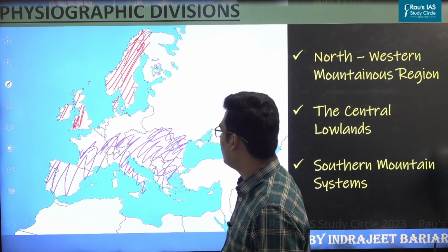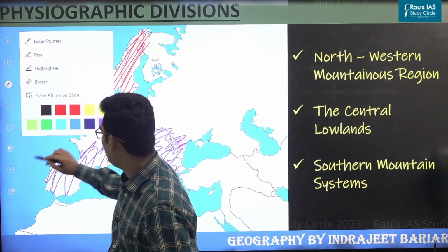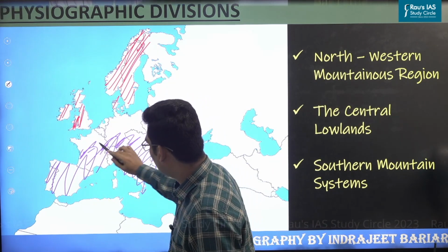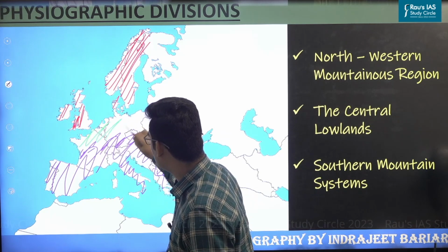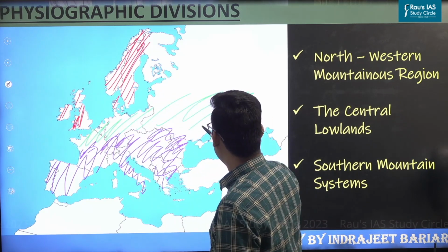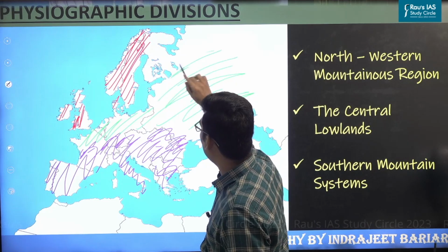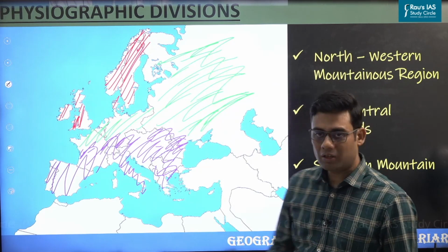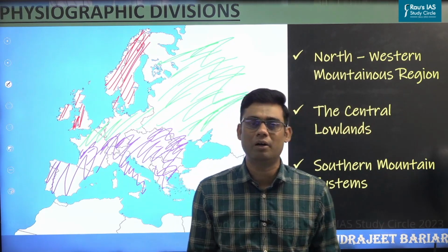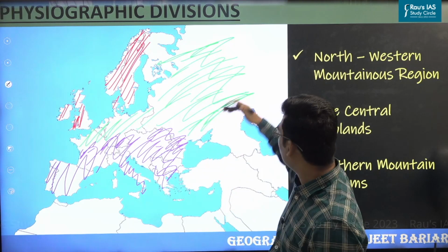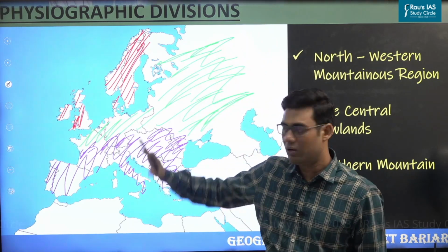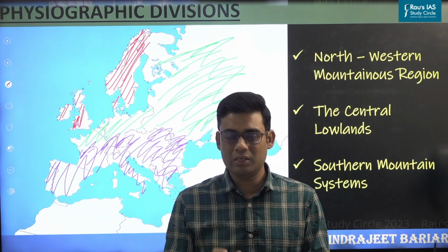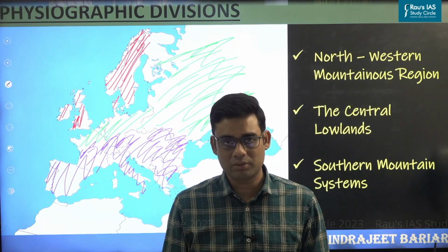And from here, the parts from northern France, let's extend this whole portion as the central plains. These central plains, the central lowlands, are made up of new sediments. Apart from the parts of northern Russia, the rest of the whole portion is very recent new sediments.